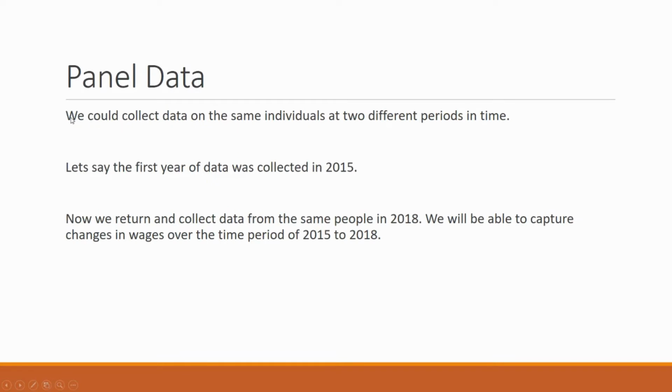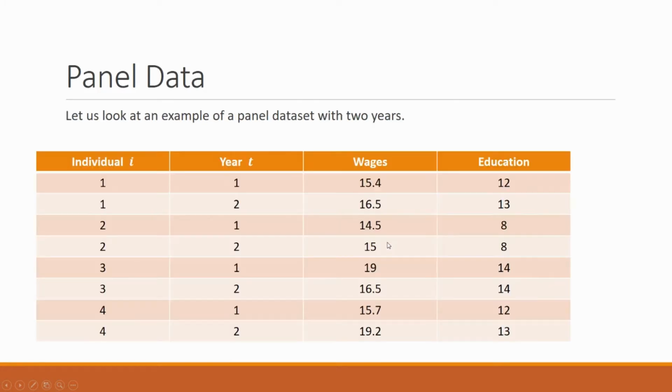All right, so panel data, we could collect data on the same individuals at 2 different periods of time. It could be more than 2. But for the purposes of our example, let's say that we collect the first year of data in 2015, and then we return and we collect data from the same people in 2018. We will be able to capture changes in wages over the time period of 2015 to 2018. So this is what that data would look like. All right, this is panel data.